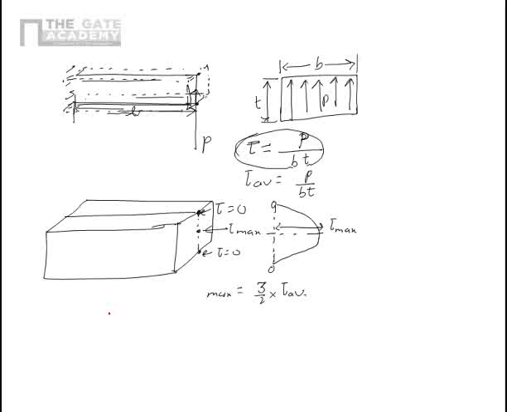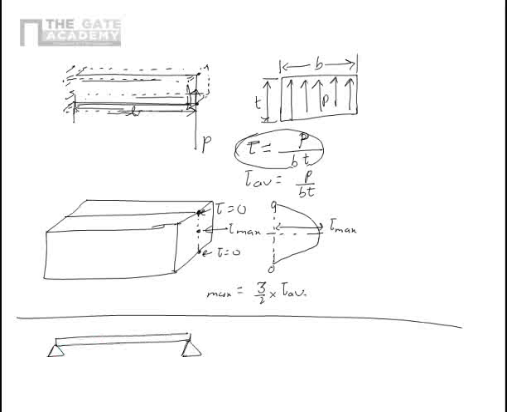Now let's see a couple of problems about the shear stress. For a simply supported case, I have a force P acting anywhere on the beam, doesn't matter, and the width is B and the thickness is T. So the average shear stress value will be P upon BT.